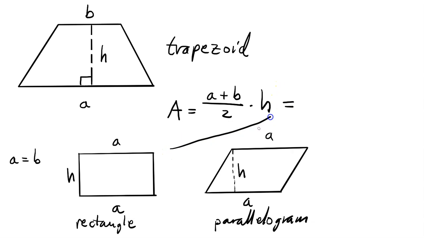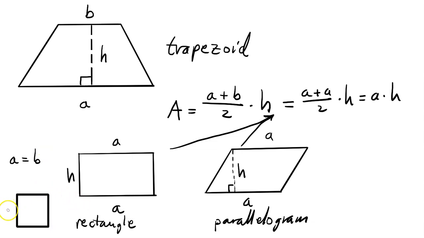So for these two cases we have that A is equal to B. So this will become A times H. This is just the normal way of calculating the area of a rectangle: the length of one edge multiplied by the other. So A times H. And also the same here for the height in the parallelogram. And of course a special case of a rectangle is a square.